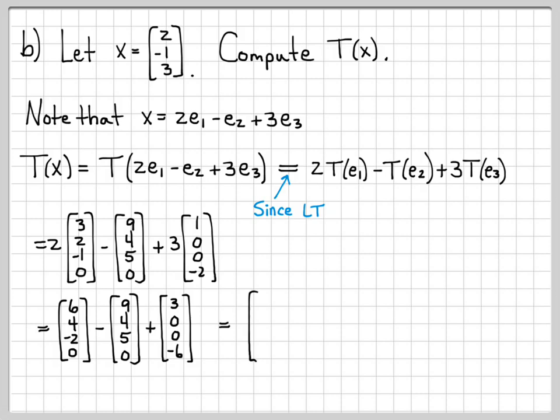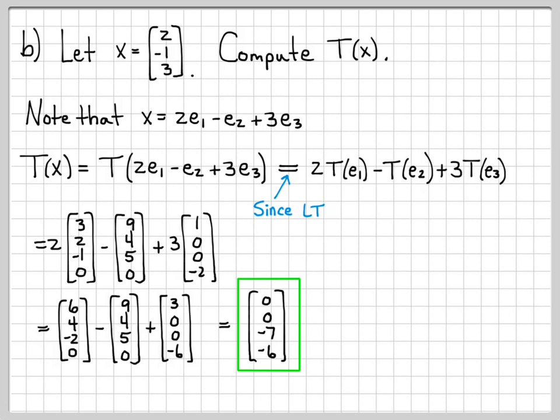Now if I add all these up, 6 minus 9 plus 3 gives me 0. 4 minus 4 gives me 0. And negative 2 minus 5 is negative 7. And 0 plus negative 6 is negative 6. So here is the linear transformation of the vector x.